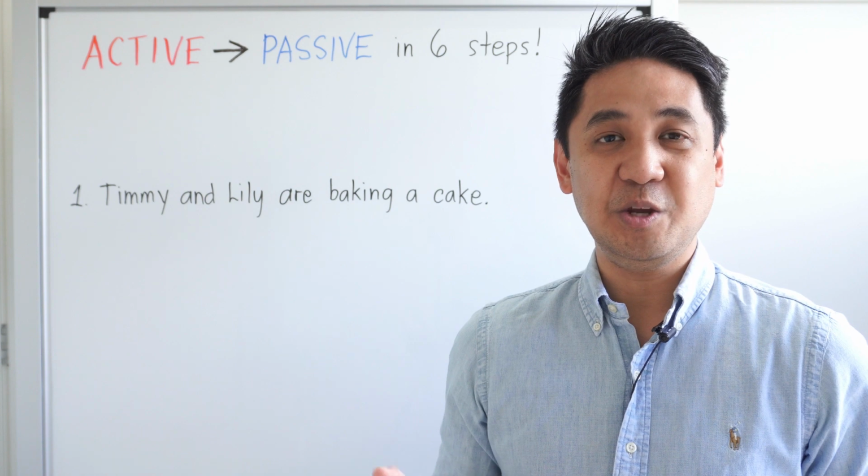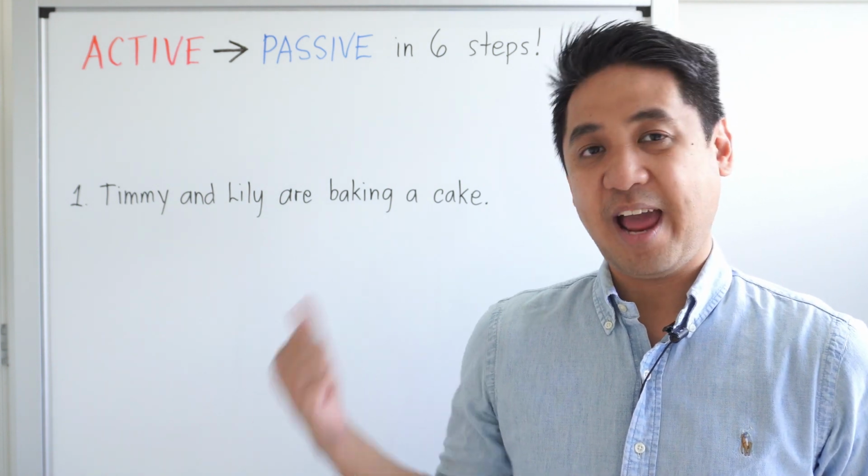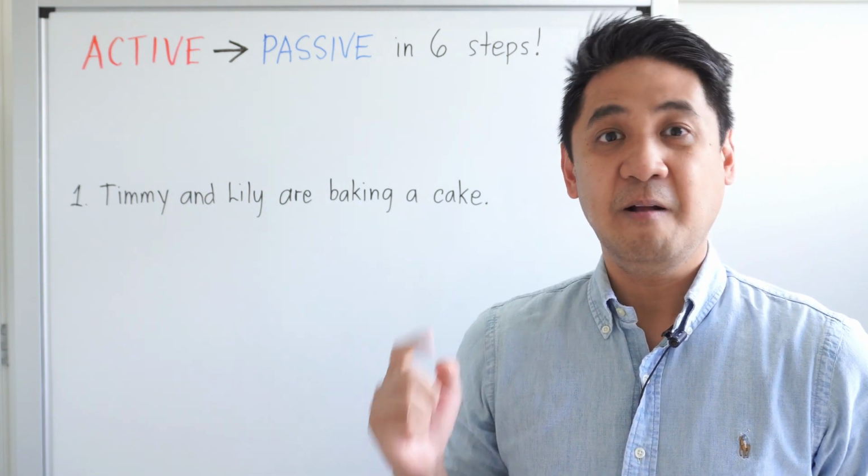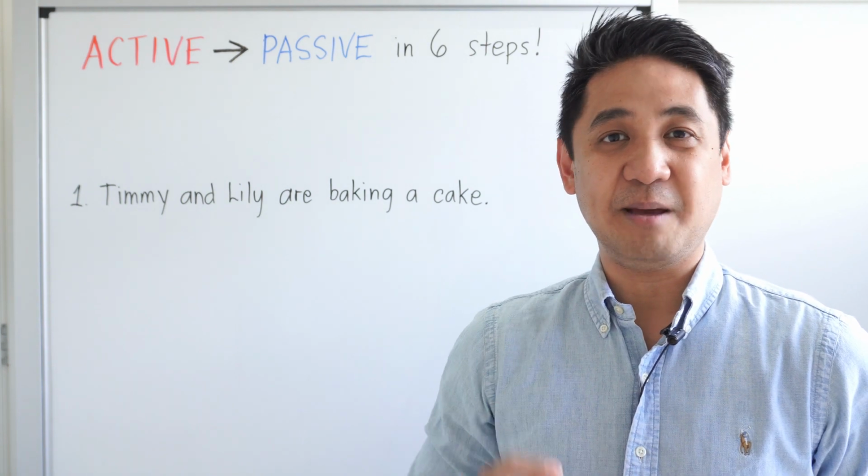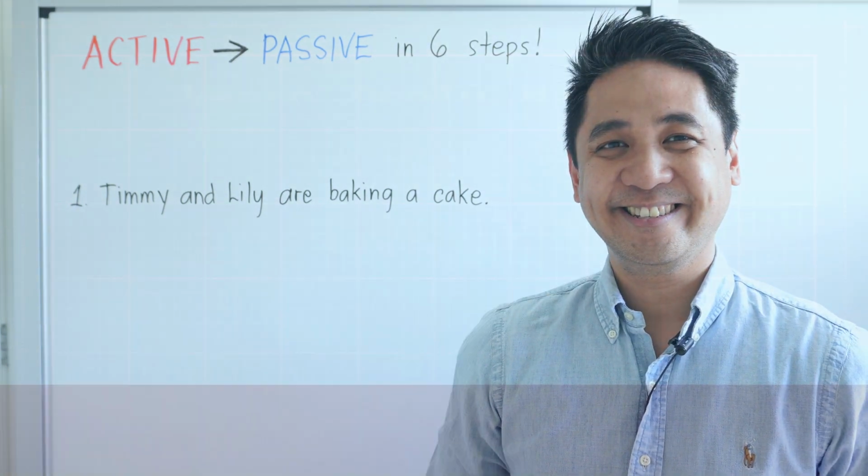Today, I will teach you the easiest way to transform active sentences to passive sentences by following 6 simple steps. Let's get started.